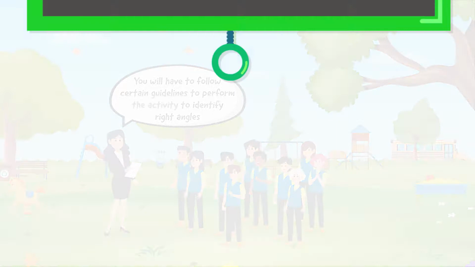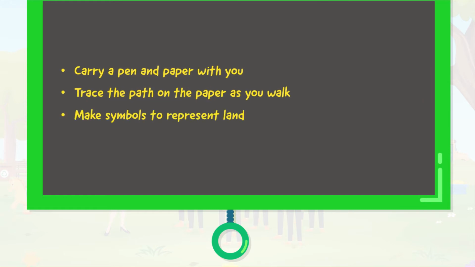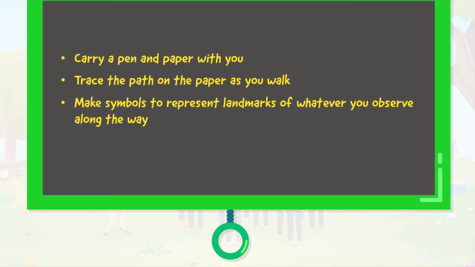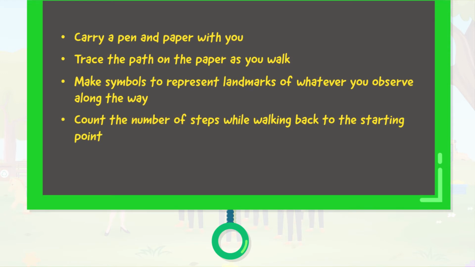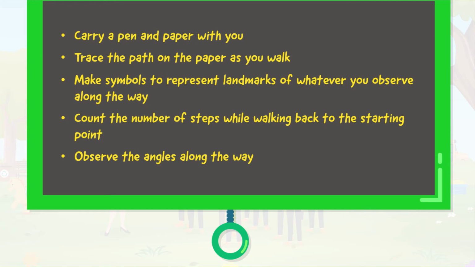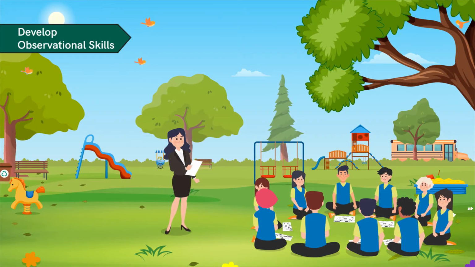Inform the students to carry a pen and paper with them and trace the path on the paper as they walk. Make symbols to represent landmarks of whatever they observe along the way. Count the number of steps while walking back to the starting point. Observe the angles along the way. Observing elements of the environment will aid in developing students' observational skills. Give enough time to the students to make the map.